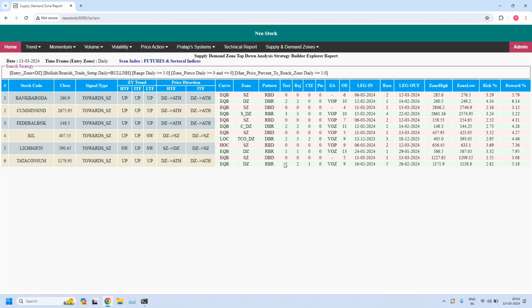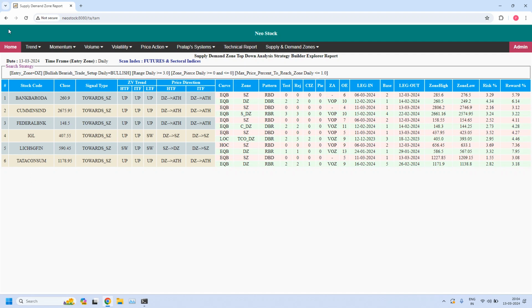Some of these stocks are already tested. If you select fresh zones, probably you get higher reward. But all these demand zones are already tested. Generally, some people want to trade on the tested zones. But some of these stocks even have high liquidity zones. But anyway, if you don't want to trade the tested zones, this list may not be helpful to you.